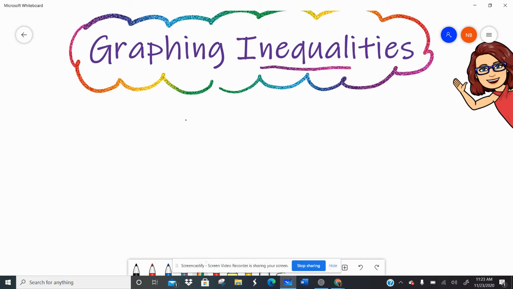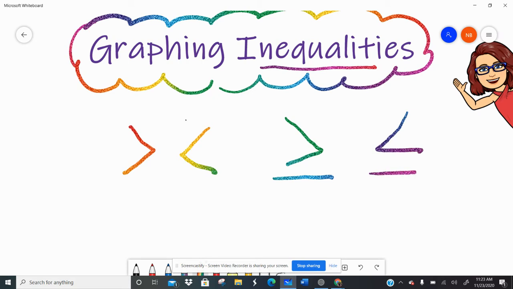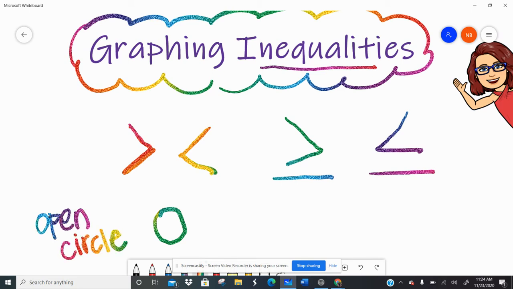When we talk about an inequality, we're talking about greater than or less than. We also use greater than or equal to, less than or equal to. When I graph the solution set to an inequality, here are some things I need to know. If it's greater than or less than, I graph with an open circle. If I have greater than or equal to, less than or equal to, with that little line, I'm going to close that circle in.